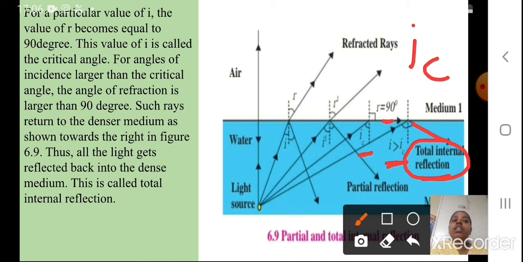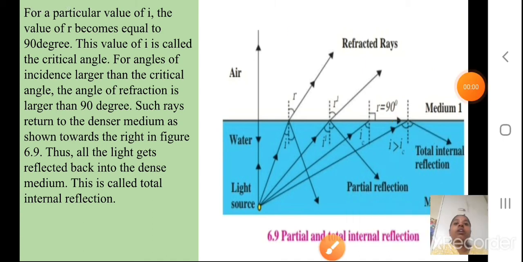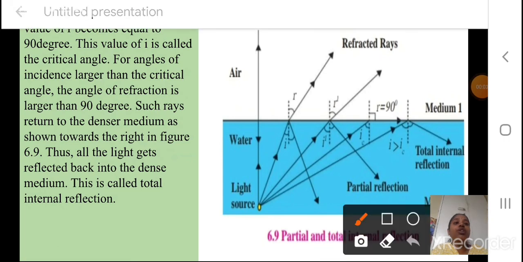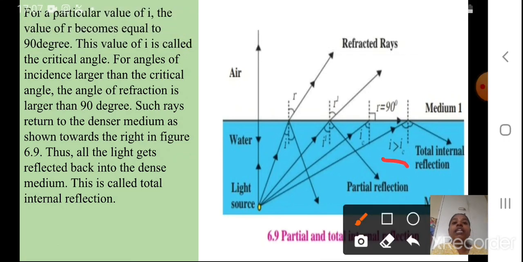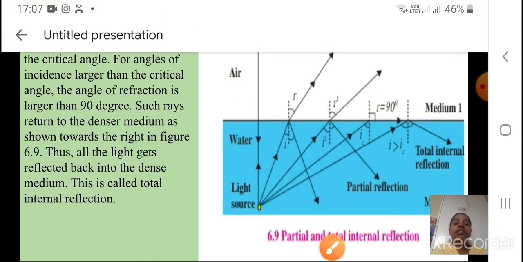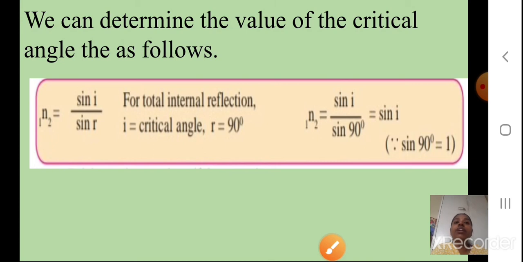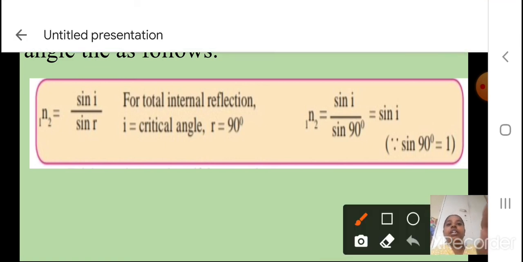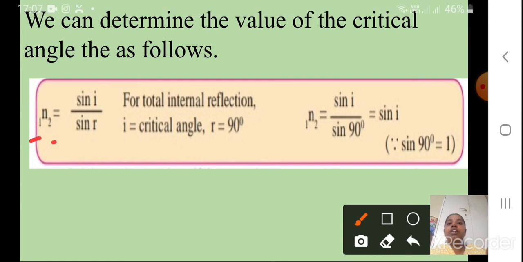So when will total internal reflection take place, students? When your I value is greater than Ic. Remember this. Now we'll move to the next. We can determine the value of the critical angle as follows. The refractive index from the first medium to the second, n = sin I upon sin r, we are taking.